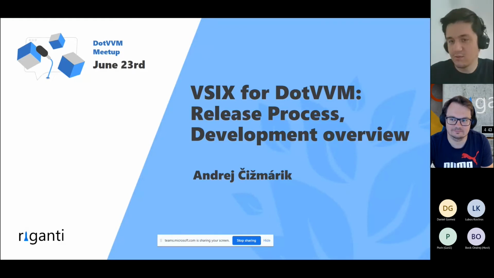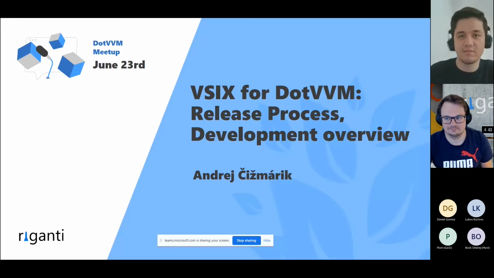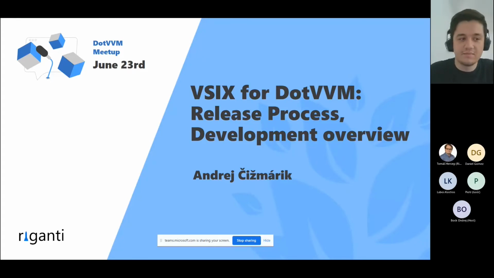Okay, so once again, hello everyone, and thanks for having me on this meetup. As has already been said, my name is Andre, and today I'll be talking to you about our Visual Studio extension for DotVVM, and more specifically, we will be talking about our release process. What does it look like? How can you easily ensure, without a great hassle, that you are on the latest update of the Visual Studio extension? Where do we publish these extensions, and where can you find further information about individual builds?